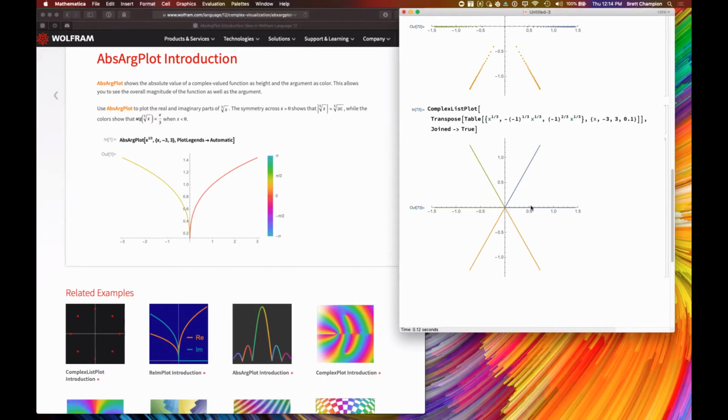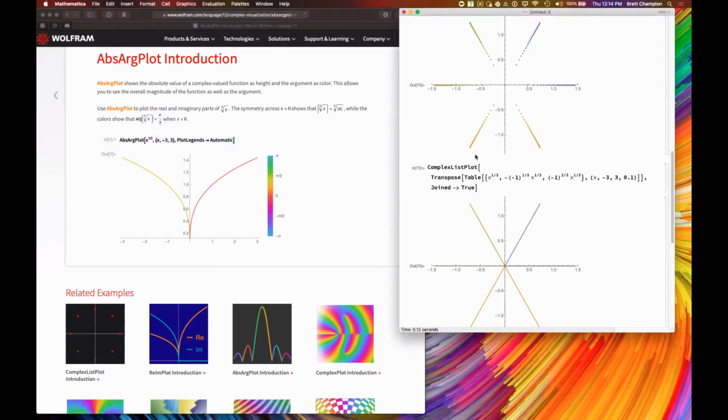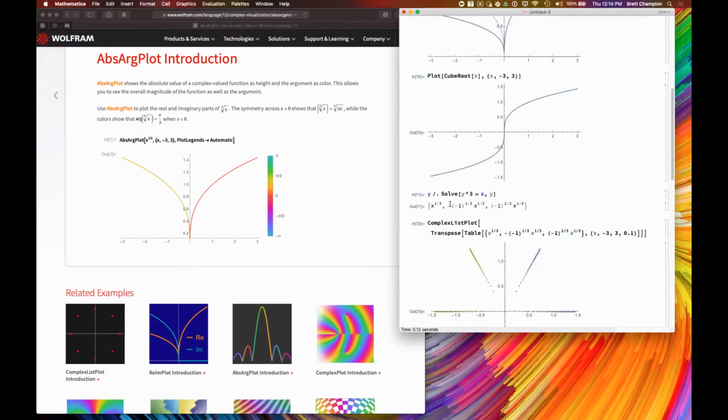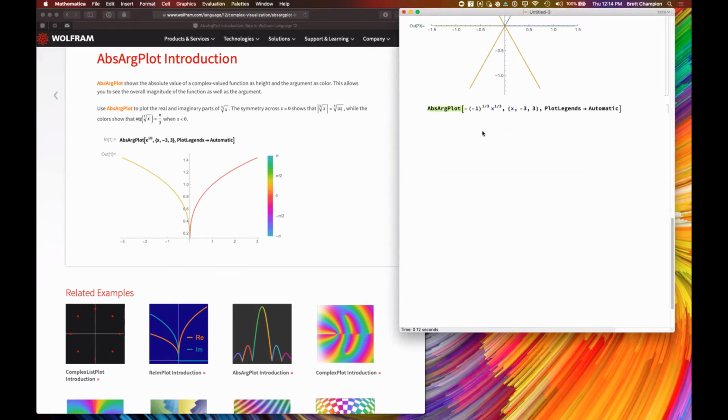And that corresponds to these. And so if I pick a different one of these solutions and feed it into AbsArgPlot, then we get something that looks very similar in terms of how quickly things grow, because these are all sort of coming from the same function, but we get different colors.